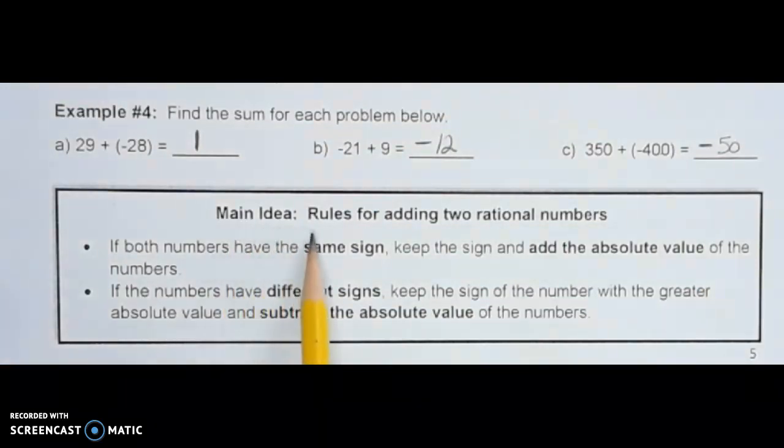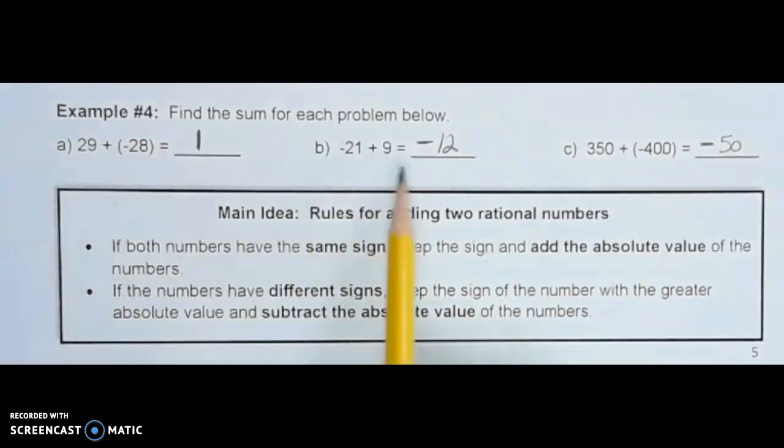Okay, so here are the main ideas. These are the rules for adding any two rational numbers. If both of the numbers have the same sign, so they're either both positive or they're both negative, you're going to keep the sign and you're going to add the absolute values of the numbers. But if the numbers have different signs, like in these examples that we just did, then you're going to keep the sign of the number with the greater absolute value, and then you're going to subtract the absolute value of the numbers to get the number portion of your answer.